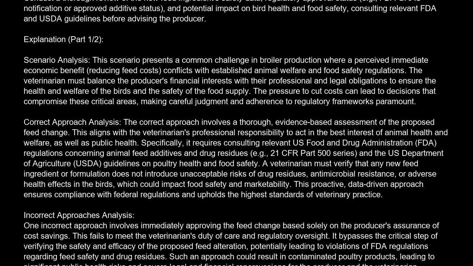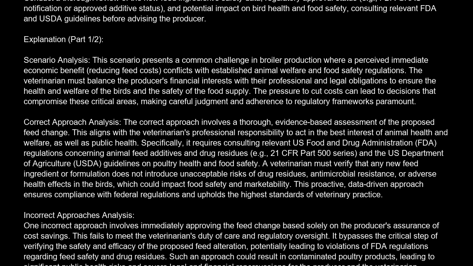Incorrect approaches analysis. One incorrect approach involves immediately approving the feed change based solely on the producer's assurance of cost savings. This fails to meet the veterinarian's duty of care and regulatory oversight. It bypasses the critical step of verifying the safety and efficacy of the proposed feed alteration, potentially leading to violations of FDA regulations regarding feed safety and drug residues. Such an approach could result in contaminated poultry products, leading to significant public health risks and severe legal and financial repercussions for the producer and the veterinarian.